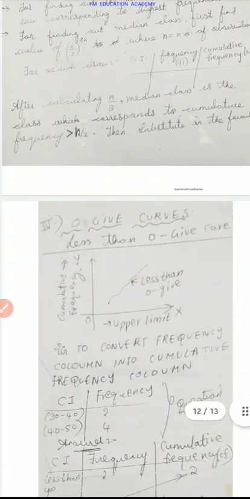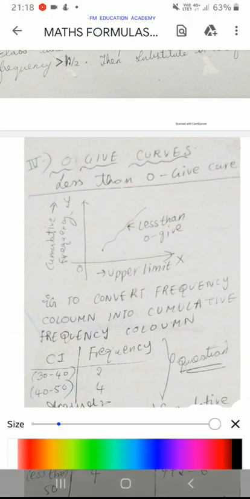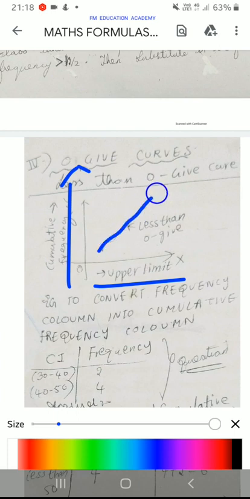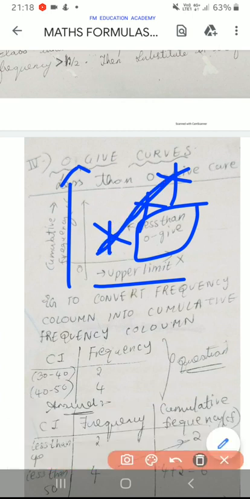And then you have the less than ogive curve in your portion. What is the less than ogive curve? When you plot the upper limit on the x-axis and the cumulative frequency on the y-axis, you will get a rising curve, which is called the less than ogive. After joining all the points, you will get a rising curve. Okay, that is called the less than ogive curve.